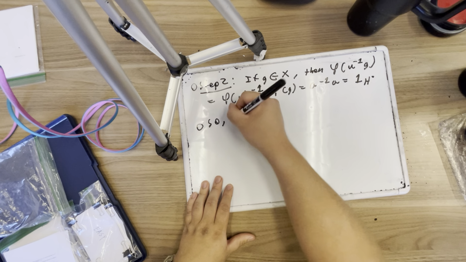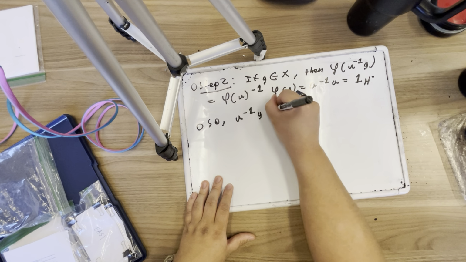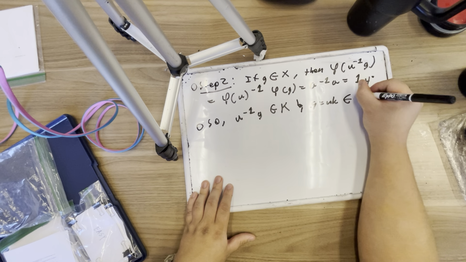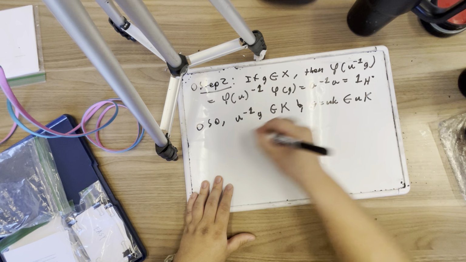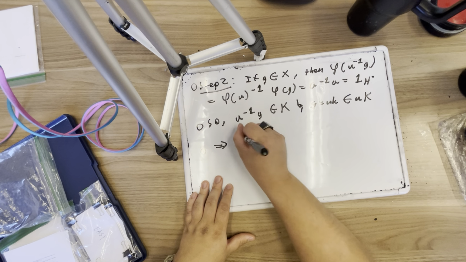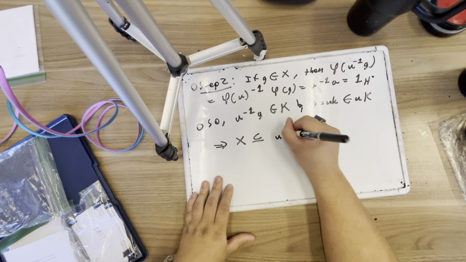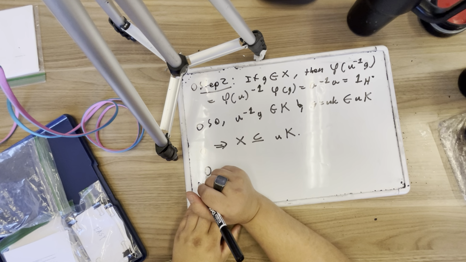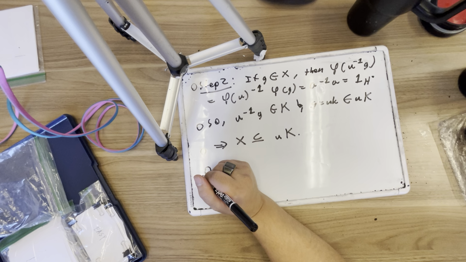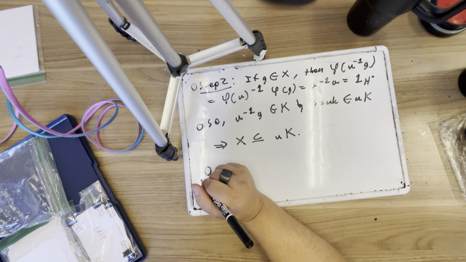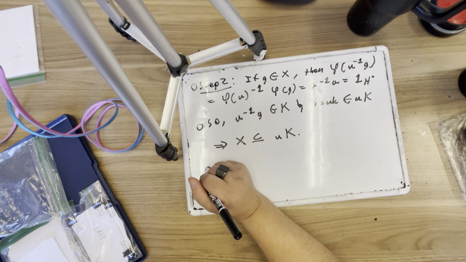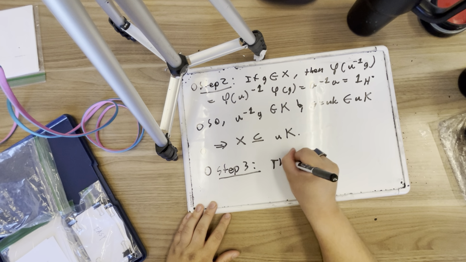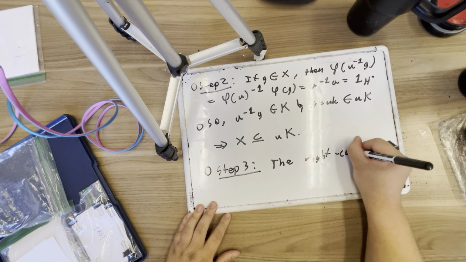So u^-1 g is contained within K, and g is equal to uk, little uk, which is contained in little u big K. So X is a subset of little u big K. And for step 3, I'm just going to point this out: the right coset statement is analogous.